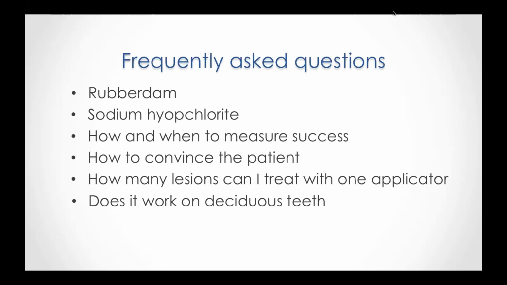How do we convince the patient? Well, we have seen all the points before, all the advantages the patient is having, and this is usually very sufficient to convince the patient or the parents of the patient. How many lesions can I treat with one applicator? So one applicator is for one lesion. Of course, if we have adjacent teeth and one tooth has a defect on the distal surface and the other one next to it on the mesial surface, I will treat both at the same time with the same applicator.